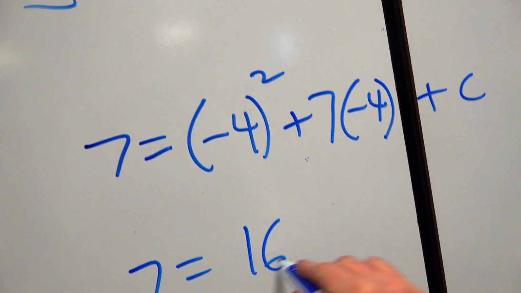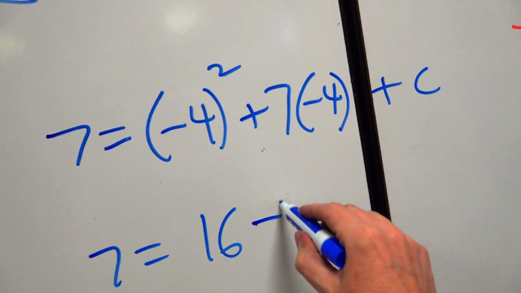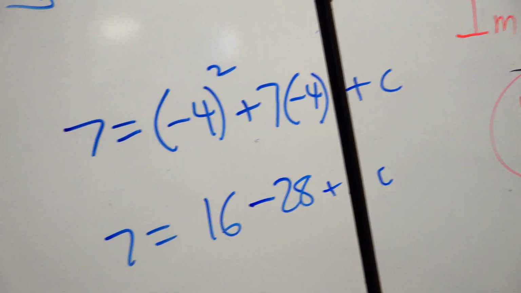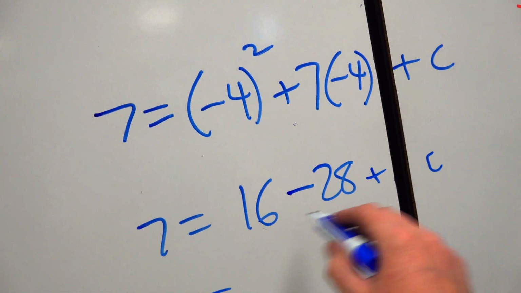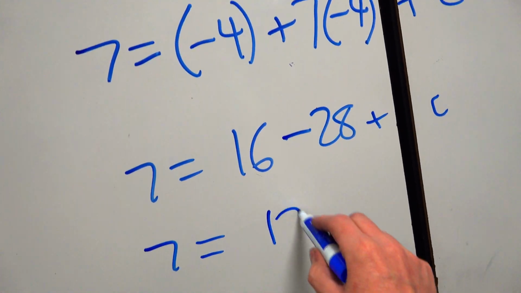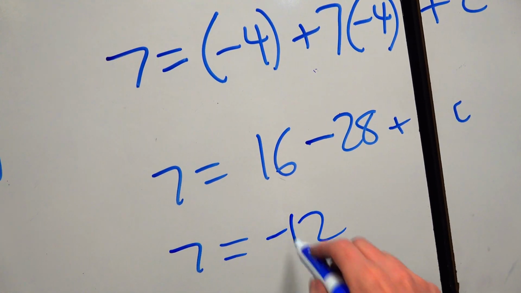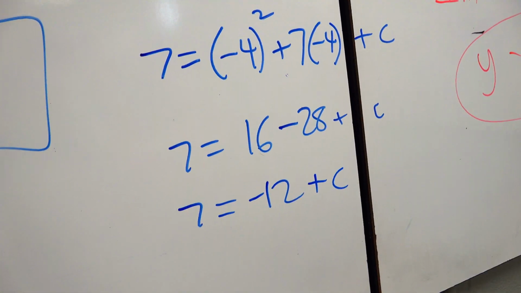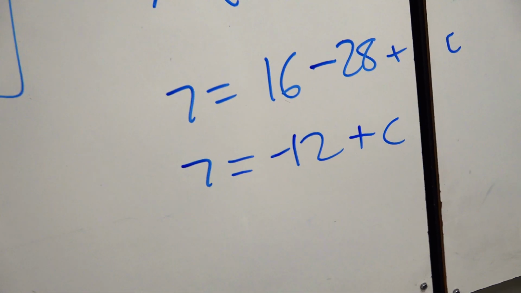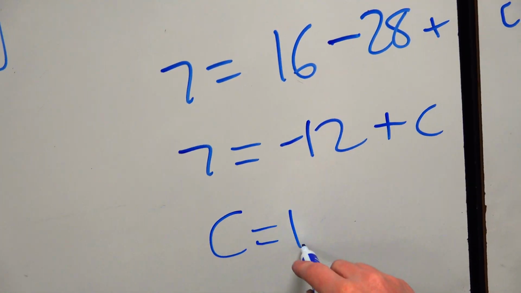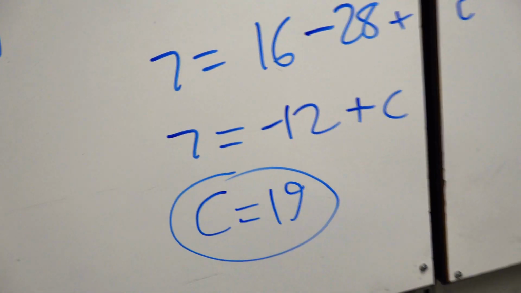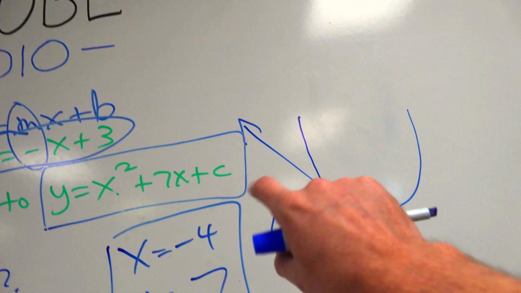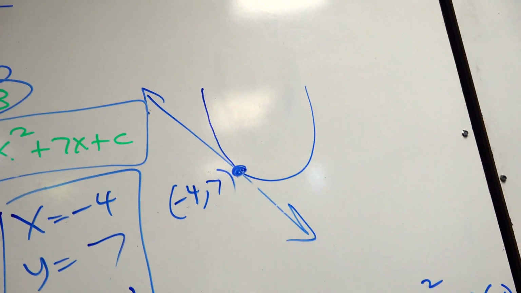Negative 4 squared is positive 16. That's a minus 28, and that's a plus c. And 16, the difference between 16 and 28 is 12, but the 28 is stronger, so it's negative 12. That's how I think about it in my head, and probably most of you do as well. Add 12 over to the other side, c equals 19. Okay, so it's a 19 shift on this parabola, and if you shift by 19, it will land right on top of that tangent line.